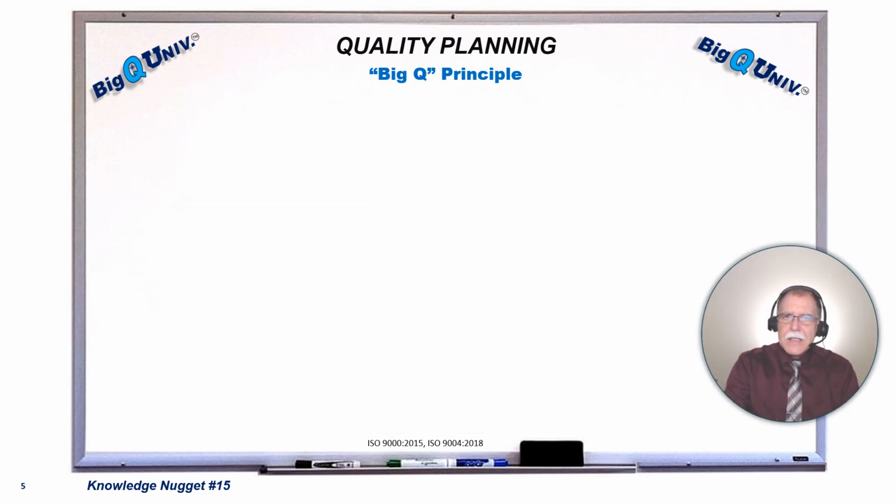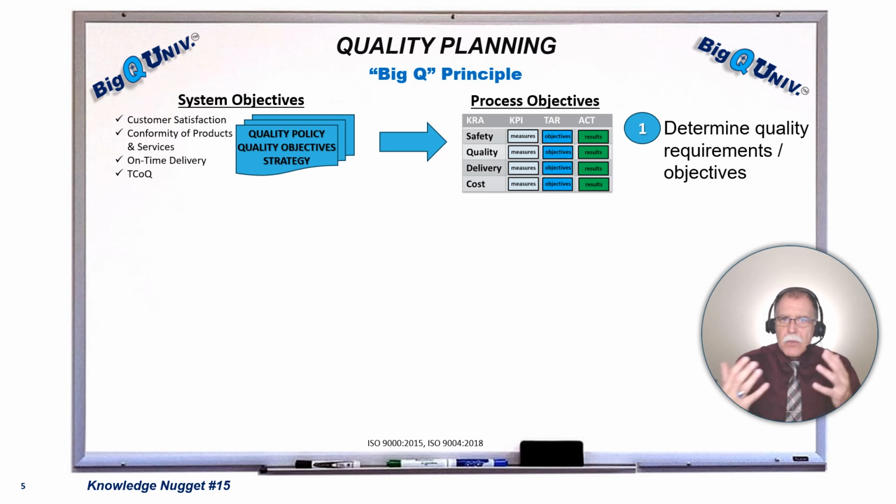Next, we want to look at this at a process level. So, planning a process within this system of processes requires that we first determine the quality requirements and objectives for the process. Typically, in a manufacturing process, it could be in the key result areas of safety, quality, delivery, and cost that should have a tie to the overall system's objectives. But this can also hold true for service organizations as well, where maybe safety is replaced by employee satisfaction.